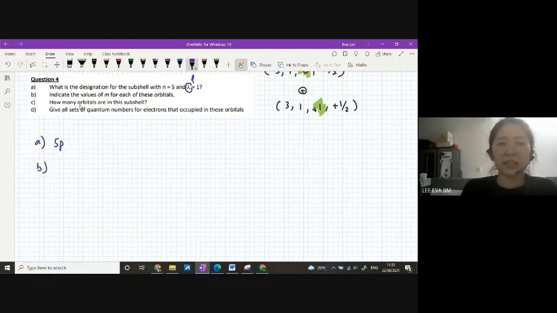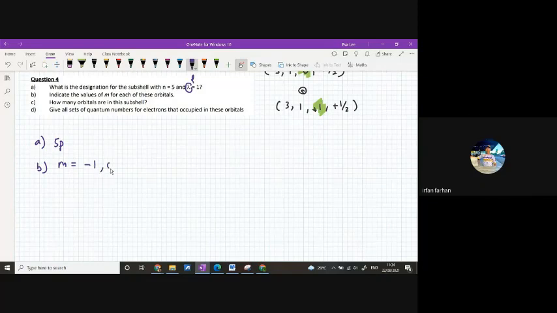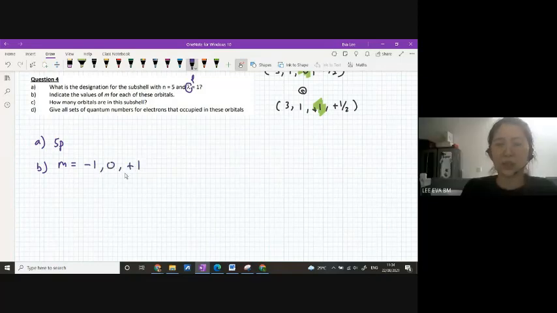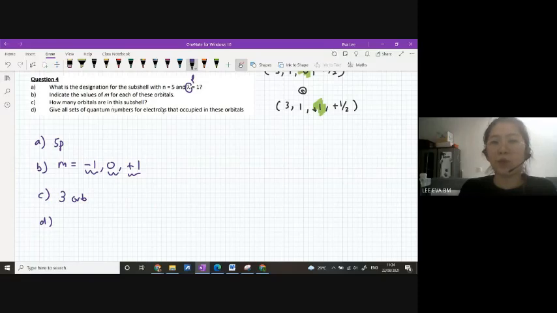For B, indicate the values of M for this orbital. So senang kan? Sebab value kita tahu. Negative 1, 0, positive 1. Make sure everybody write down the sign. Saya tak nak tengok yang tak ada sign. Okay, C. How many orbitals are there in this subshell? 3. 3 orbitals represented by this 3 number. And the last one, give all sets of quantum number for electron that occupy this orbital.